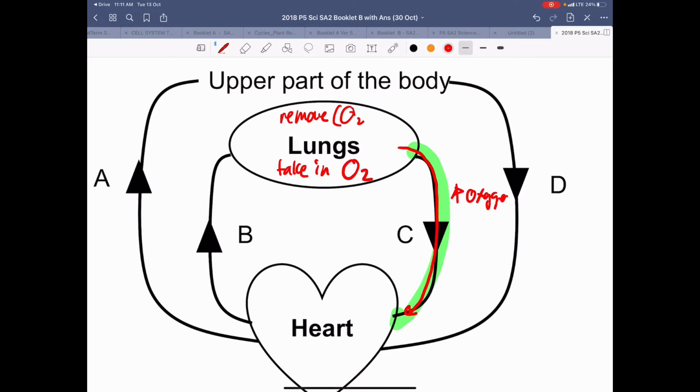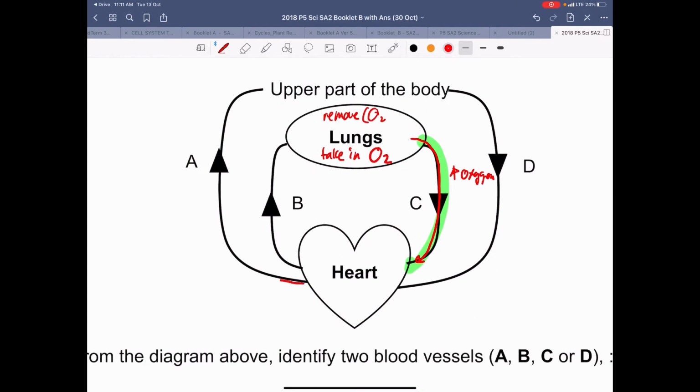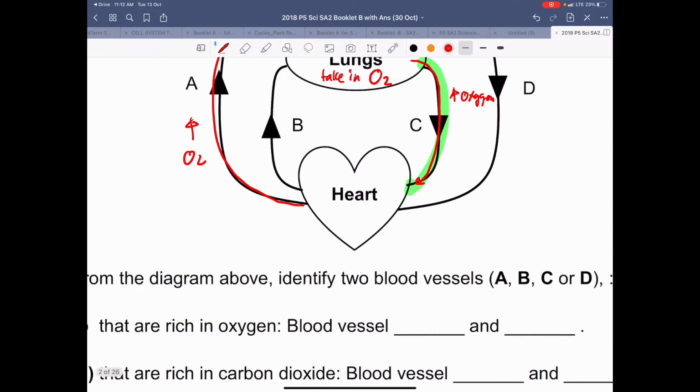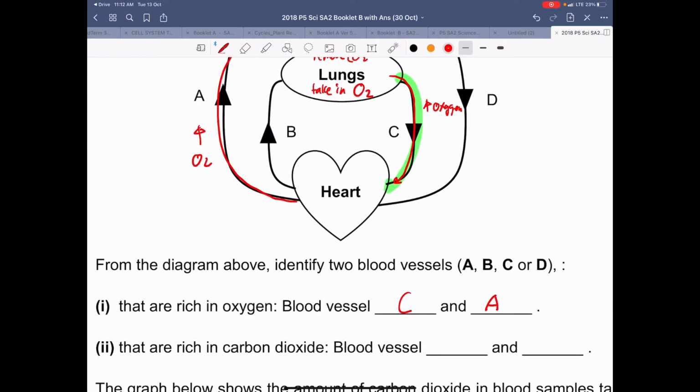Now, from your heart, when it leaves to go to the rest of the body, it also needs to be rich in oxygen, because it has just left your lungs. And think about it, if it's not rich in oxygen, then why are you sending the blood to the rest of your body? If it's low in oxygen, correct or not? Then it defeats the purpose, because in respiration, you need oxygen. So therefore, your answer is C and A.